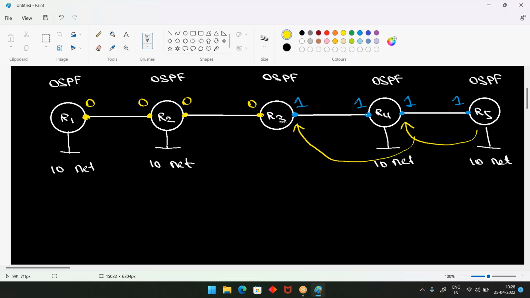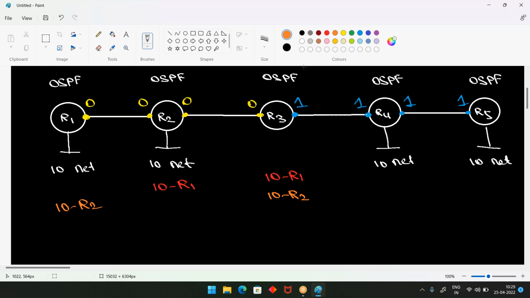Like this, these devices will exchange the networks information. Check this now. R1 router will share the networks to the R2 router as well as R3. Now R2 will share the networks to the R1 router as well as the R3 router.